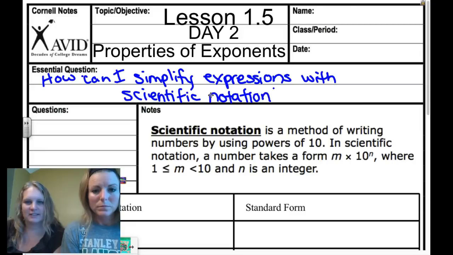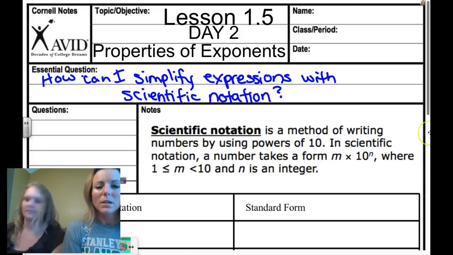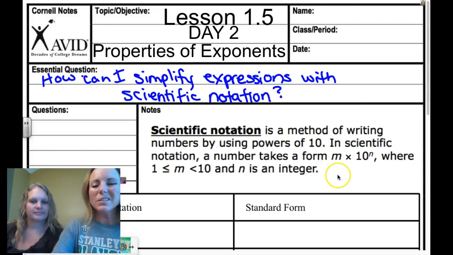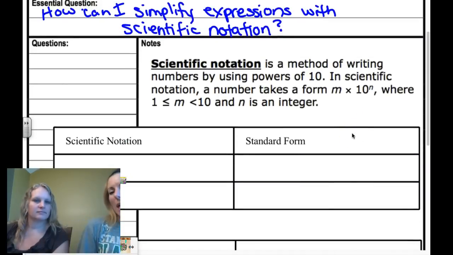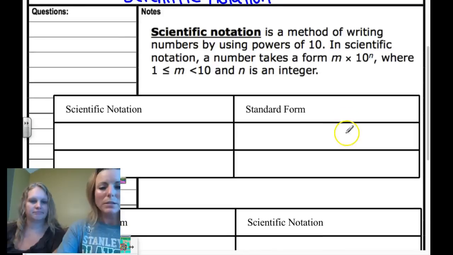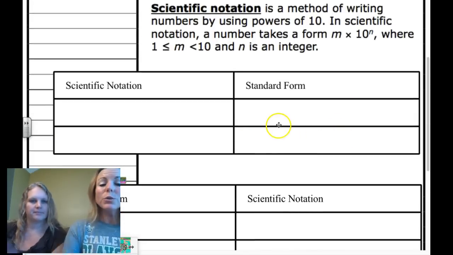Okay, so scientific notation, we wrote a little note here, is a method of writing numbers by using powers of 10. That's what we're going to do. Something times 10. So let's fill in our table. We're going to do some examples.